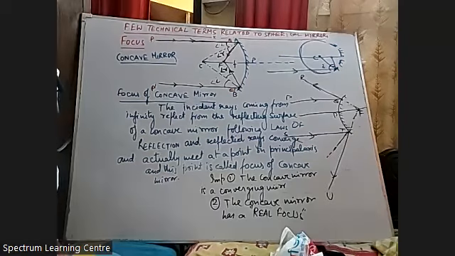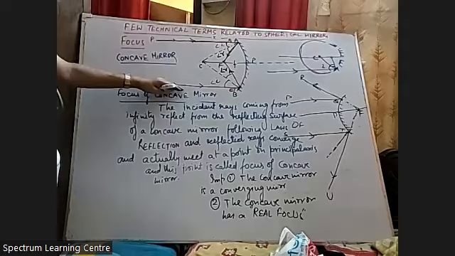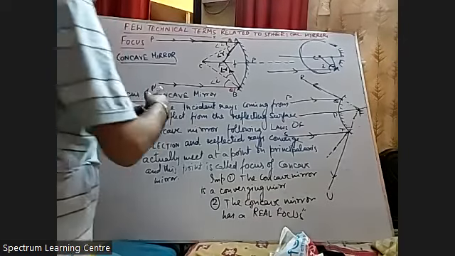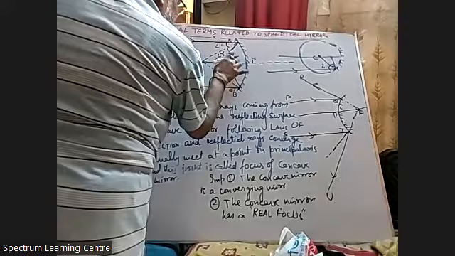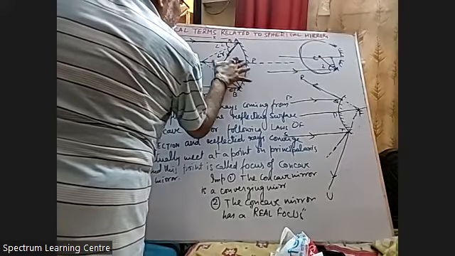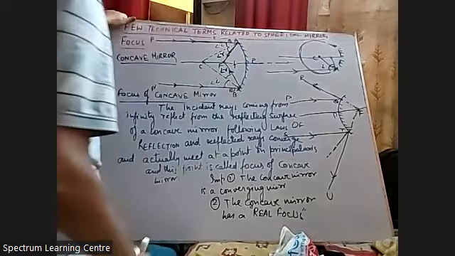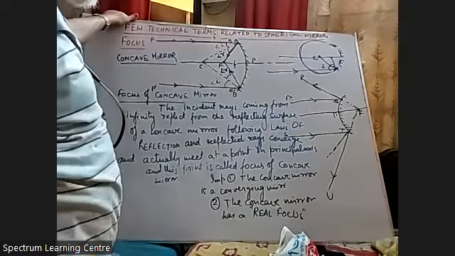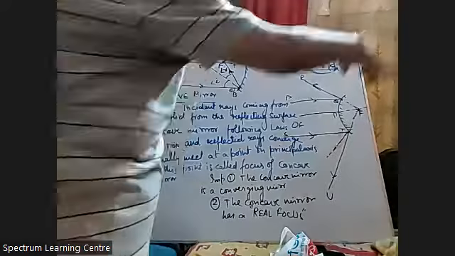Yes. So once again, I am telling you these rays are parallel to the principal axis. Now, the principal axis can be drawn like this also. It is not necessary that it is limited to CP. It can go beyond the mirror also.